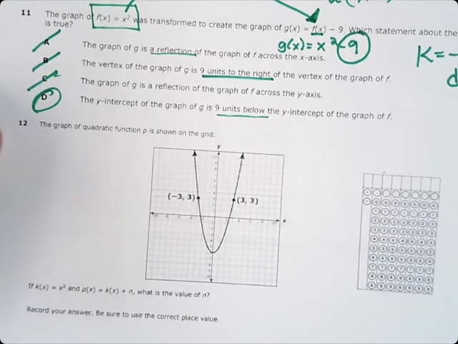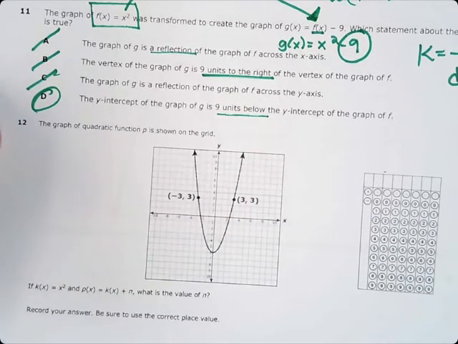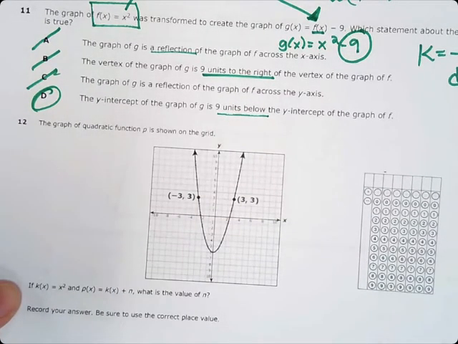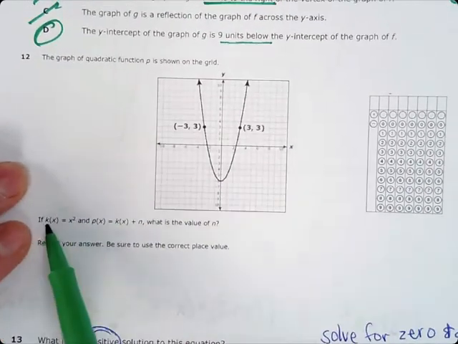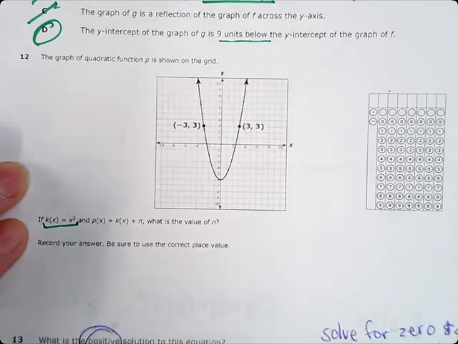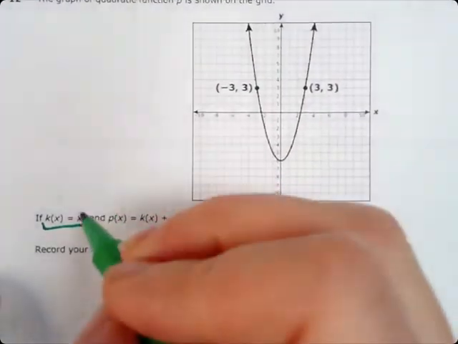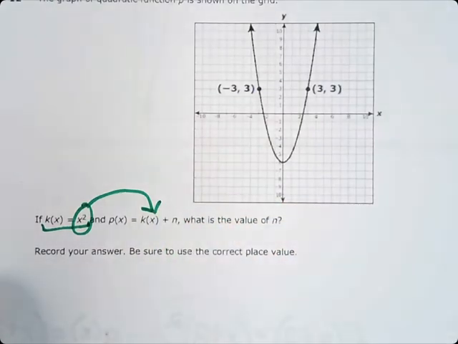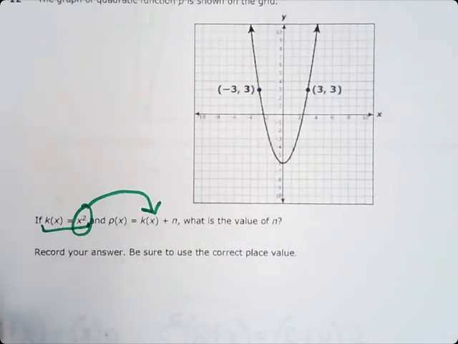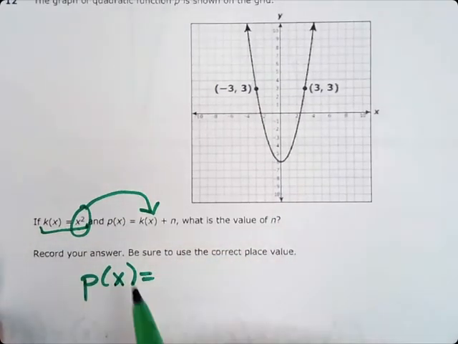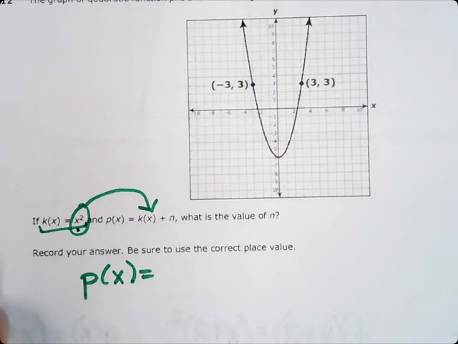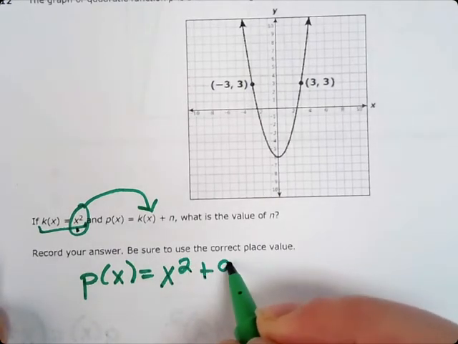And number 12, the graph of quadratic function p is shown on the grid. If k of x equals x squared and p of x equals k of x plus n, what is the value of n? So see how this says k of x equals x squared? So we are going to input this x squared for k of x. And rewrite it as p of x equals k of x is x squared plus n.